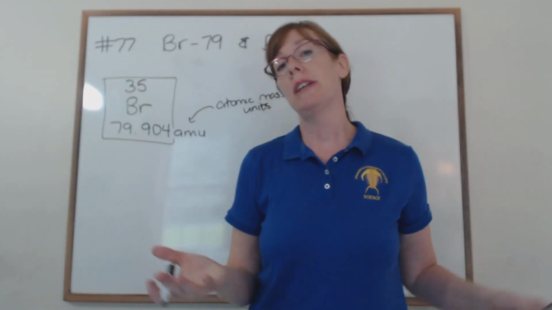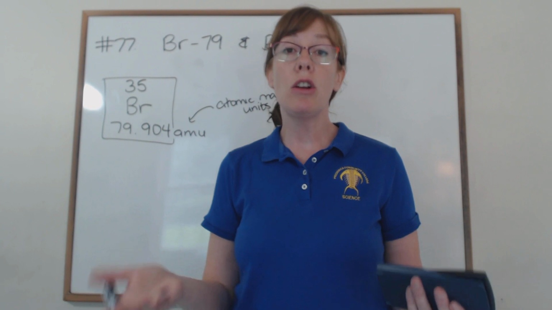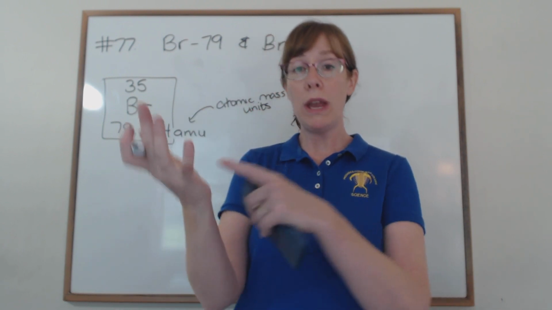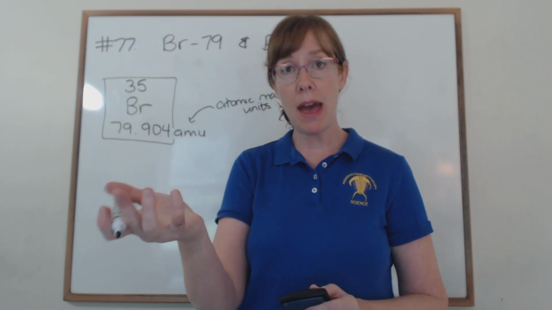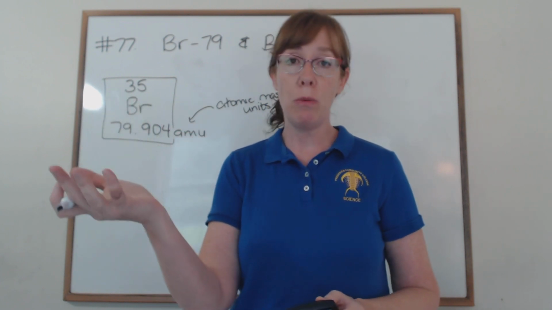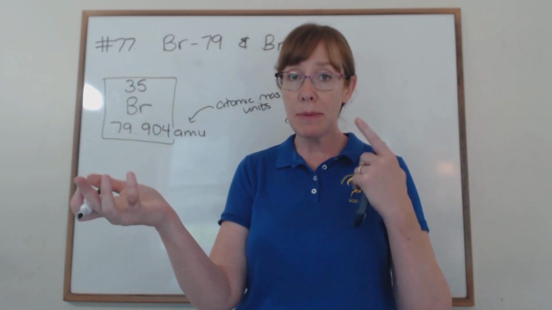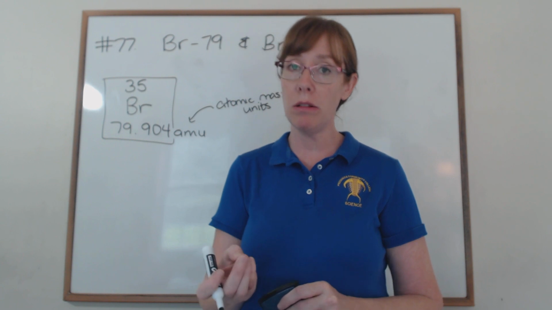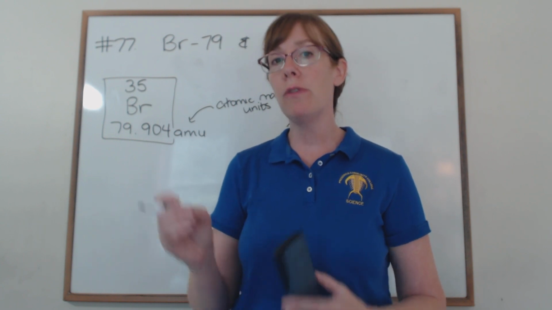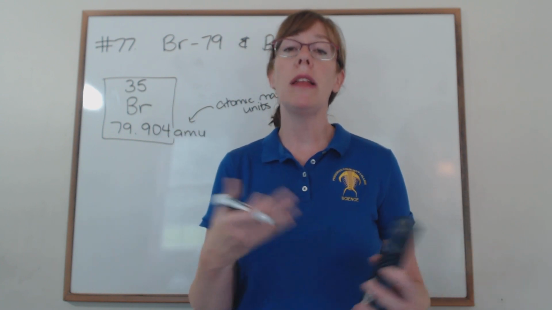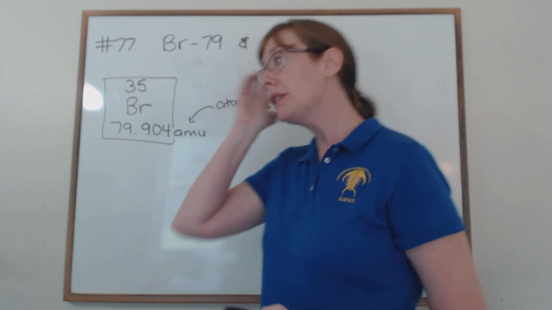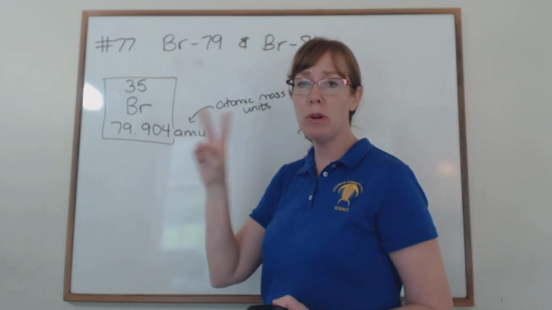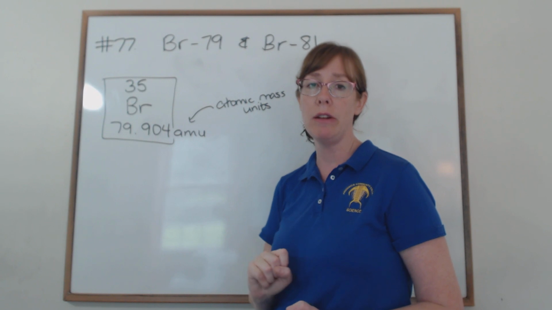Atomic mass units are just a mass unit. Just like gram is a mass unit, you can weigh something in grams. That's a unit for mass. Atomic mass unit is another one. It's just like gram conceptually. However, it's much, much smaller than a gram. And it's preferred for measuring things that are really, really small, like atoms or molecules. So that's how much a typical bromine atom weighs, 79.904.